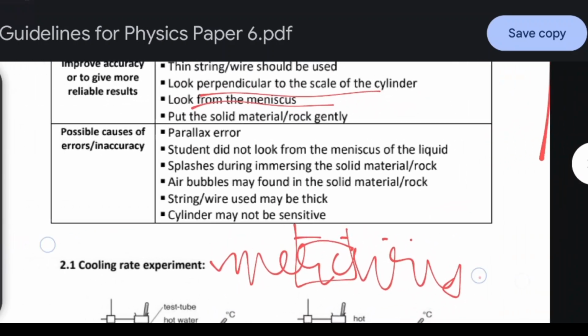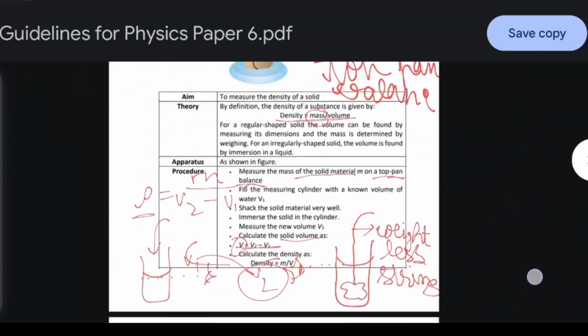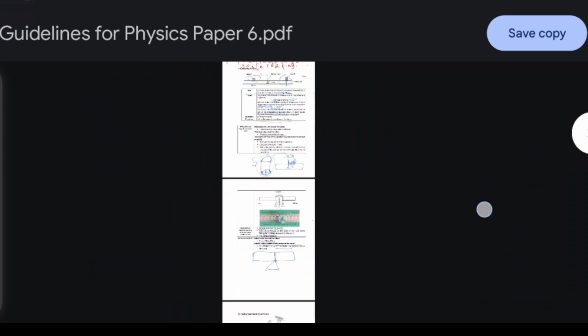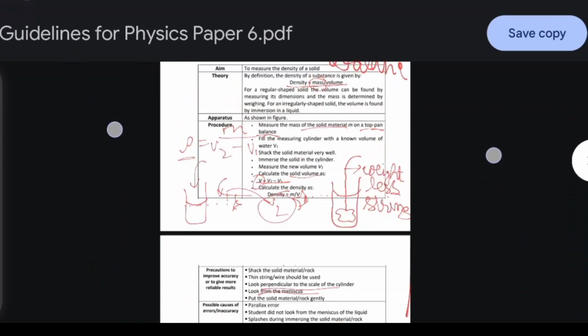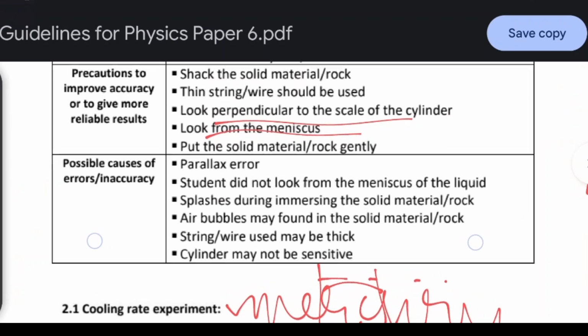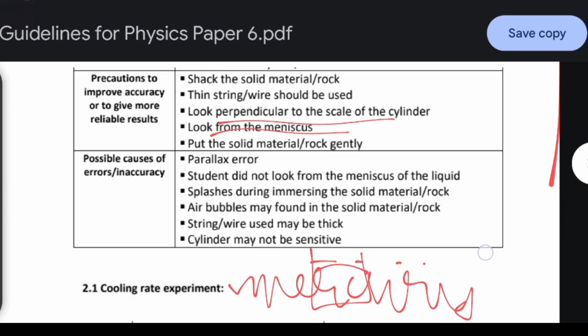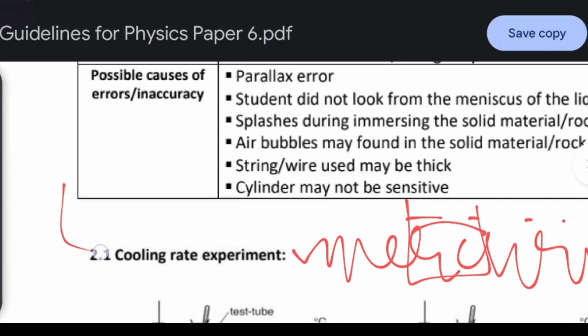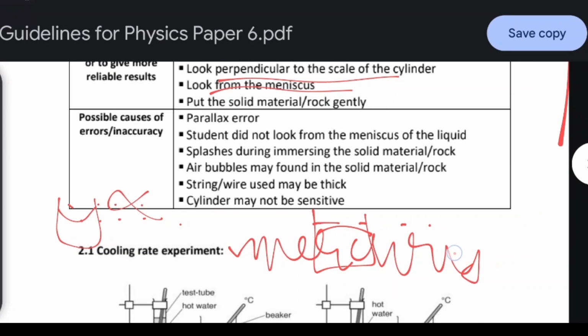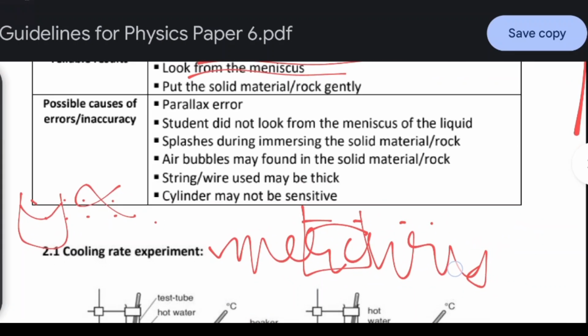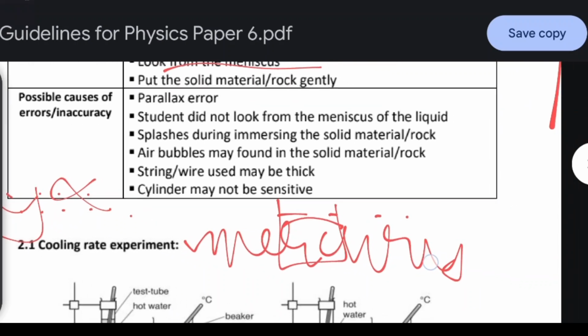Next, possible sources of inaccuracy. We discussed parallax error. Keep the line of sight of the eye perpendicular to the scale reading to avoid parallax error. I already wrote it here. Another source is that the student did not look from the bottom of the meniscus. The mistake a student can make is that the meniscus is here, and they look from here. That's wrong. You need to look from the bottom of the meniscus. Next, splashes during immersing the solid material can be another source of inaccuracy.